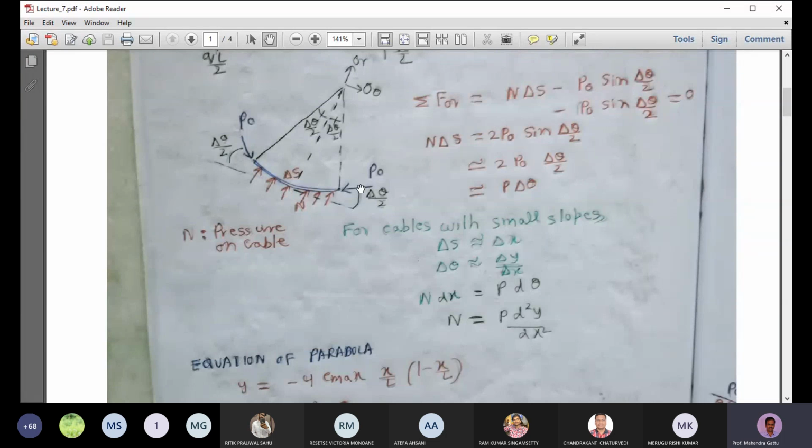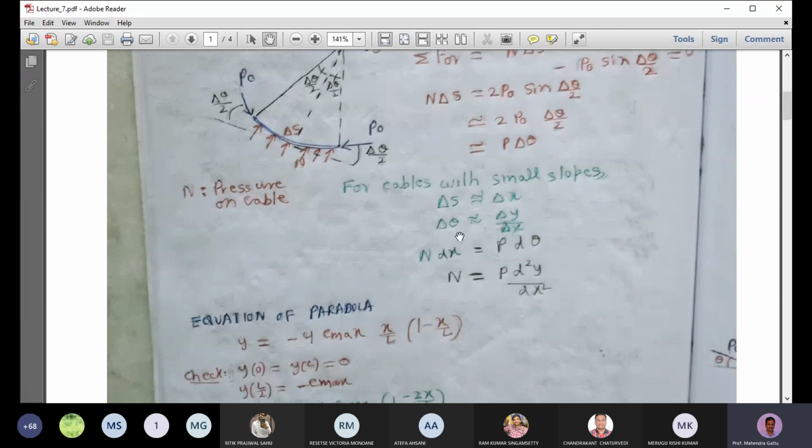Another approximation we can make is that delta theta is delta y by delta x, and we get N dx is equal to P delta theta. Taking d theta as the derivative of dy by dx, we get N is equal to P d square y by dx square. Actually, it should be P d square y by dx square divided by 1 plus dy by dx whole square, whole power 3 by 2. But we are neglecting the dy by dx term, and we get N is equal to P d square y by dx square.